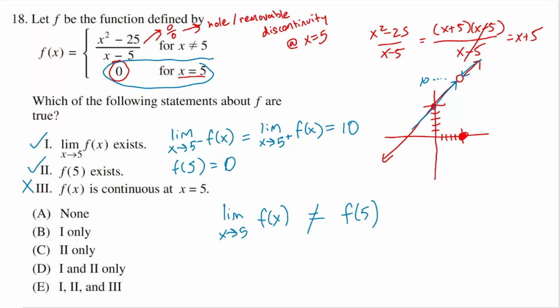You can also just tell based on the graph, if there's at any point on the graph where you'd be unable to draw that graph without lifting your pencil, then the function is not continuous there. So because 1 and 2 are the only true statements, our answer is D.